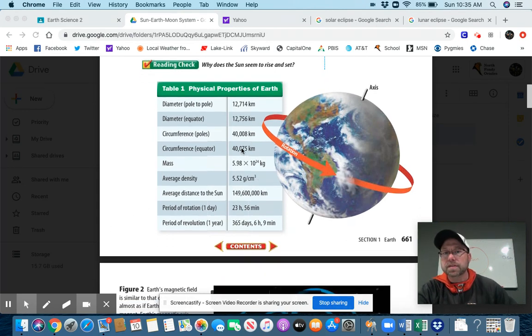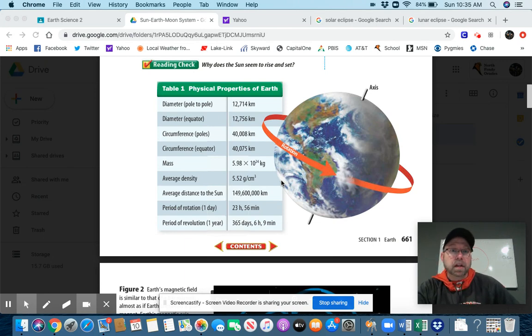You can also see the circumference and the mass. This is a scientific formula that scientists use to figure out, like, if you stuck this thing on a scale, what would the numbers read? They're able to figure out the average density, 5.52. Remember, density greater than 1 would sink in water. So if you put the Earth in water, it would sink.